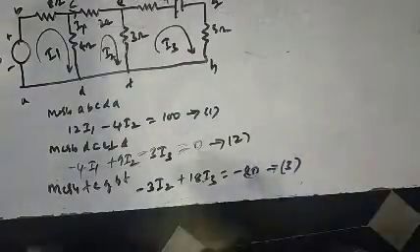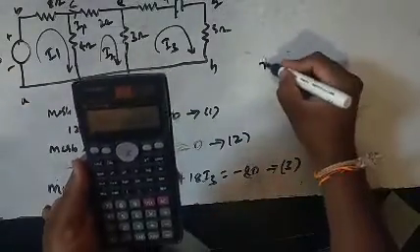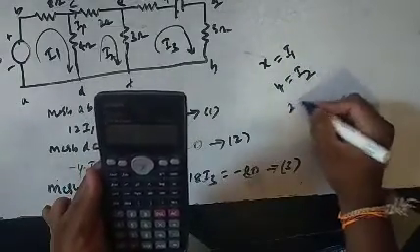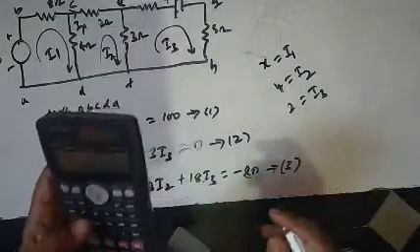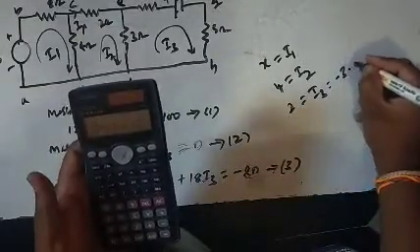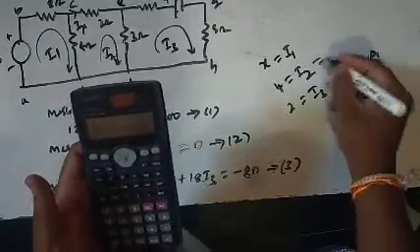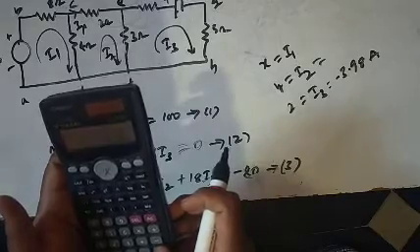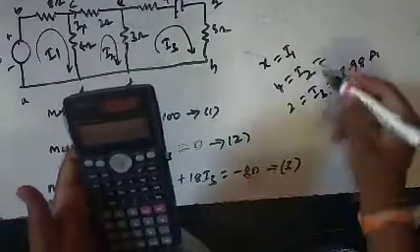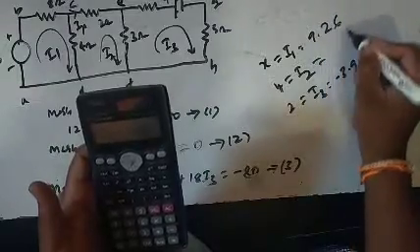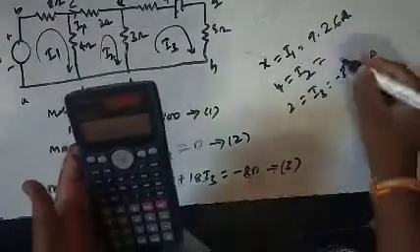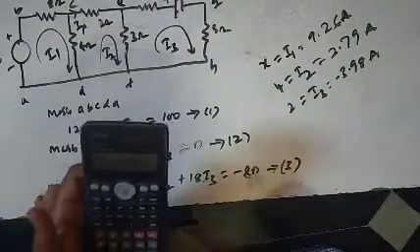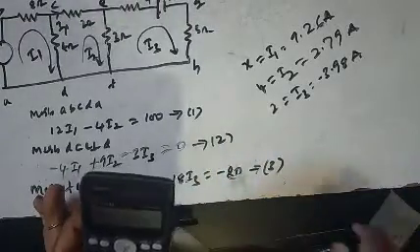In the calculator, X is nothing but I1, Y is nothing but I2 and Z is nothing but I3. Z is minus 3.98 ampere, X is 9.26 ampere, Y is 2.79 ampere. This is I1, I2, I3, the answers we have got.